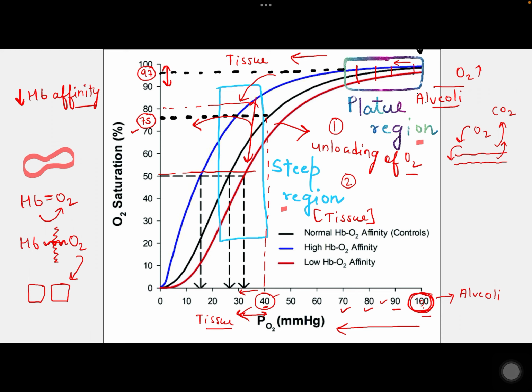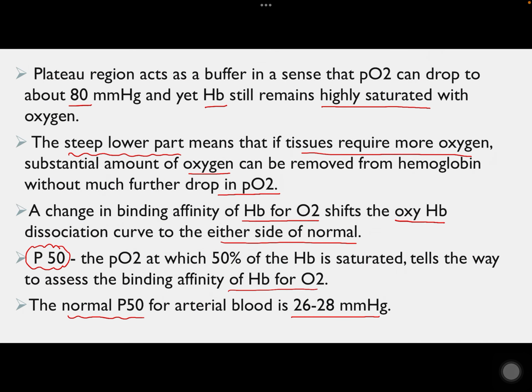If you talk about this particular point which I am highlighting right now, you can see that it is fluctuating between 26 to 28, right? That is the normal range of this P50. So if this P50 shifts towards the right side, we say that this is the right shift, and if it shifts towards the left side, then we say that this is the left shift, right? So that is the P50.